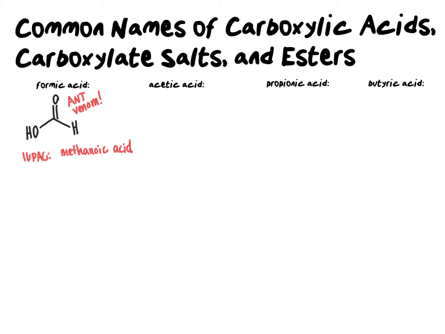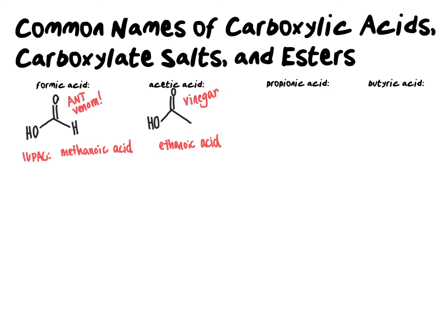Acetic acid, by adding one carbon to the chain, we changed the properties of this molecule quite a lot to take it from ant venom to being the common component that is active in vinegar. This is what gives vinegar its sour taste. The IUPAC name of vinegar's active component, acetic acid, would be ethanoic acid. But generally, if you're looking at an ingredient label for a substance, it will say acetic acid rather than ethanoic acid because that name, acetic acid, has very much stuck over time.